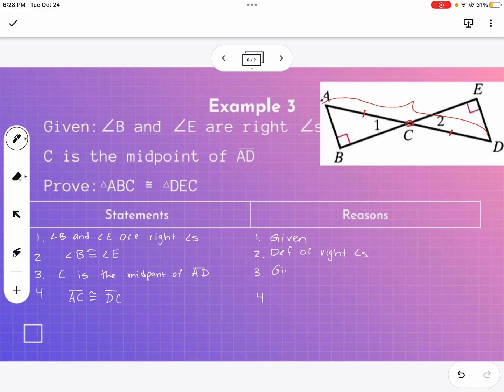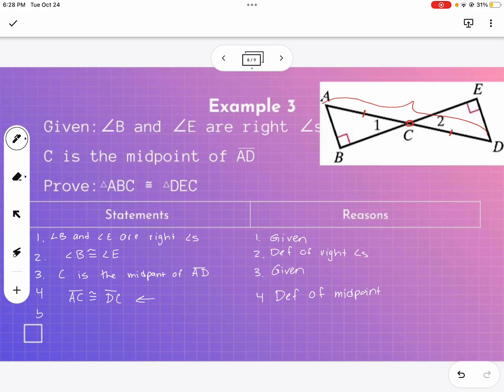Oops, forgot to write given for our last one. All right, so what was our reasoning for 4? How could I say this over here? Definition of midpoint. We're using our given, and we're letting it guide us into a statement that's going to help us prove these things congruent.